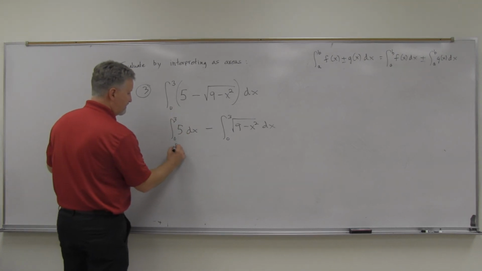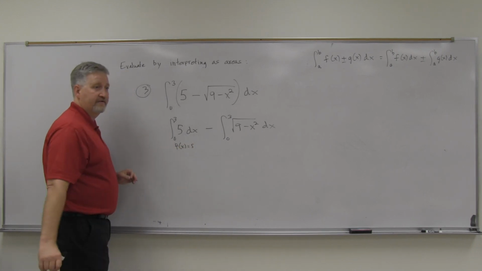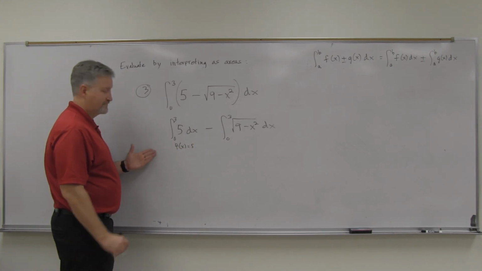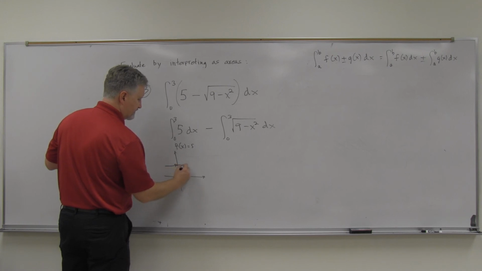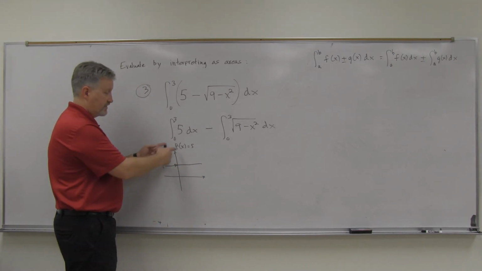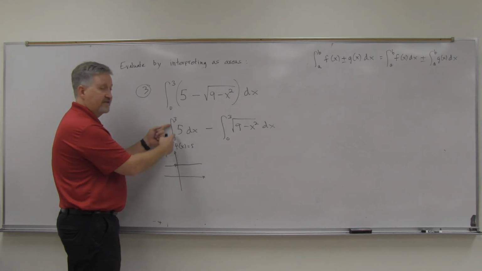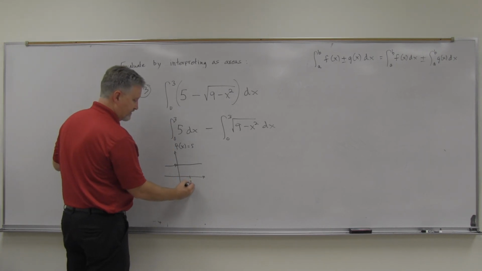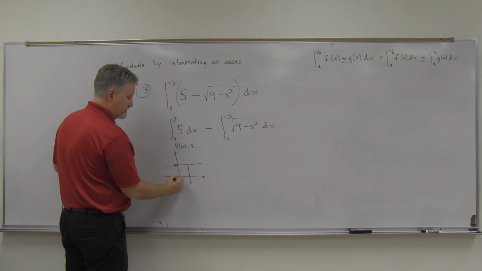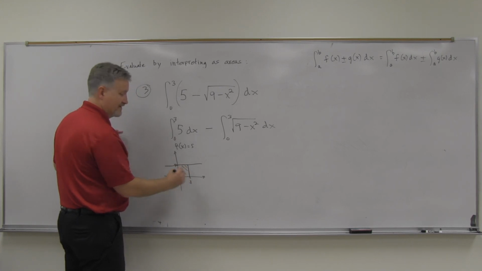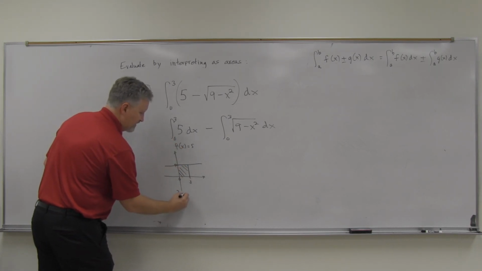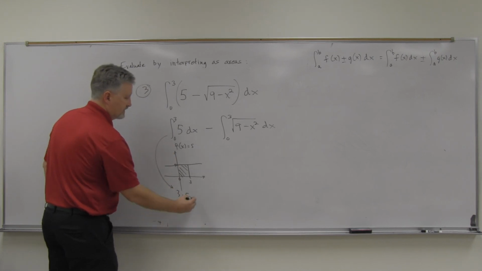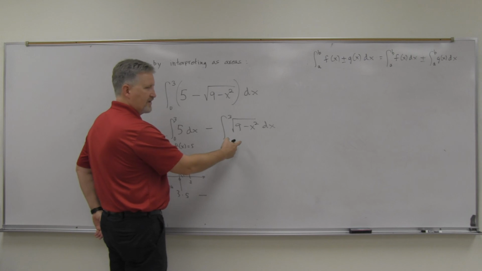This one, I've got f of x equals 5, or y equals 5. That's just a horizontal line, isn't it? Through 5. That's what that graph is. What's the integral from 0 to 3? It's that area from 0 to 3 under the curve. What is it? It's a rectangle, isn't it? A 3 by 5 rectangle. So this area is 3 times 5. That integral is 3 times 5. Now what about this one?